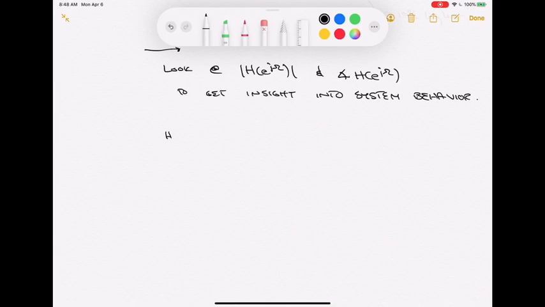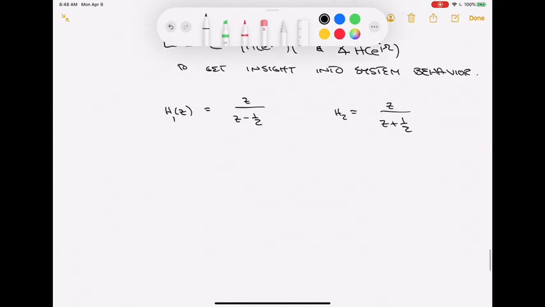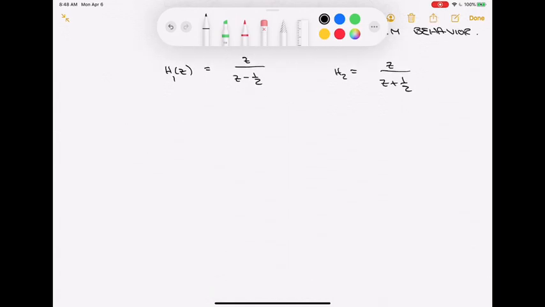Suppose I had a system that could be represented as H of z, z over z minus a half. Let's call that H1. And let's look at another system, H2, being equal to z over z plus 1/2. These both seem relatively similar. The only difference is one little tiny minus sign in the transfer function for one coefficient.